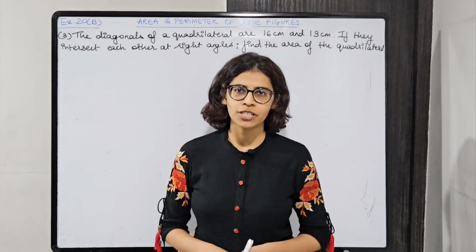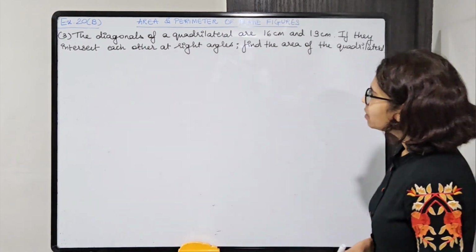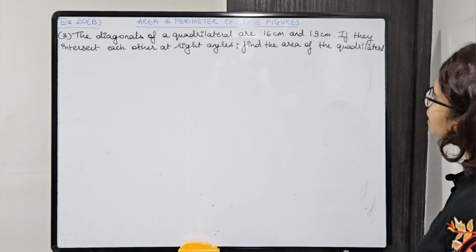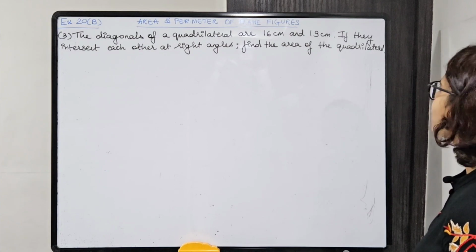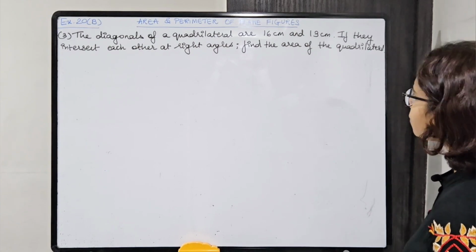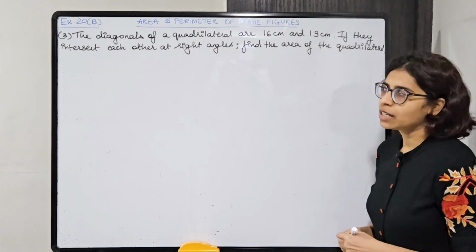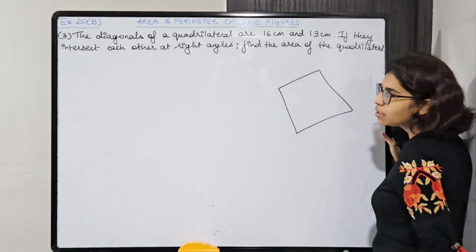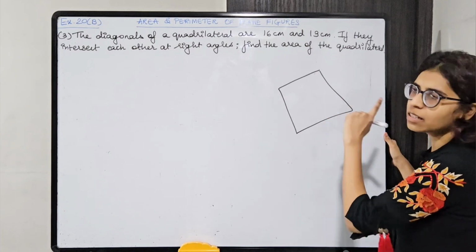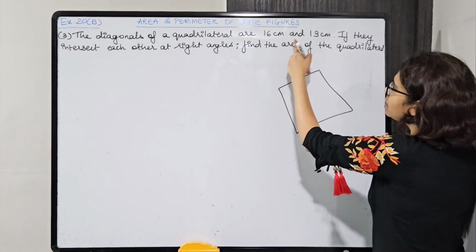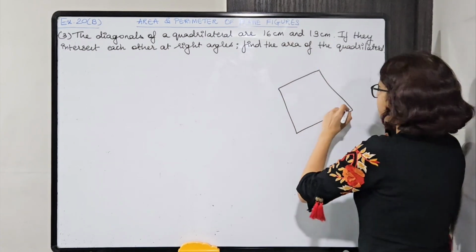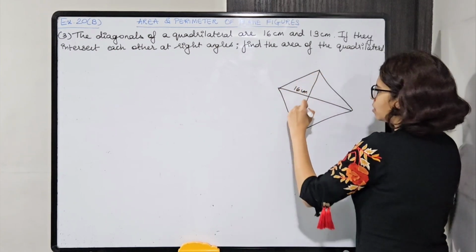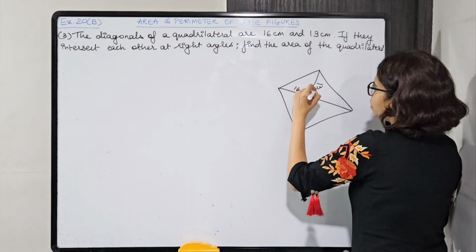Next question, question number 3. The diagonals of a quadrilateral are 16 centimeter and 13 centimeter. If they intersect each other at right angles, find the area of the quadrilateral. Again, this is very easy. There is a quadrilateral. We don't know the type of quadrilateral, but for the quadrilateral, the diagonals are given. The diagonals are 16 centimeter and 13 centimeter. So one is 16 centimeter, other is 13 centimeter.